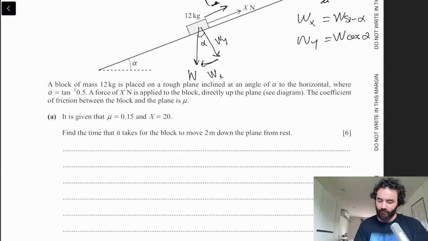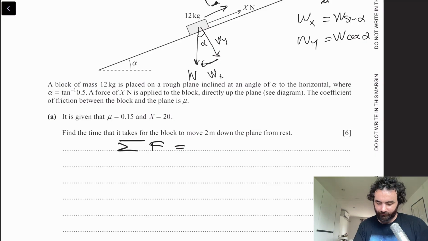I guess this is doing the sum of all the forces again. Find the time it takes for the block to move 2 meters down the plane from rest. It's 6 marks. Okay, so we want to sum up all these forces. And this will equal mass times the acceleration of the block. So we can find the acceleration of the block. If we find the acceleration, we can find the final velocity. Oh no, we can find the time with those equations that we have.